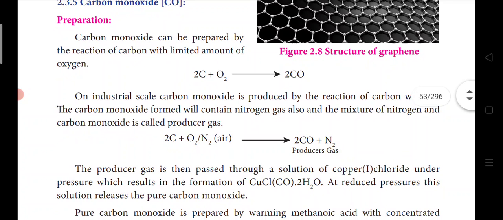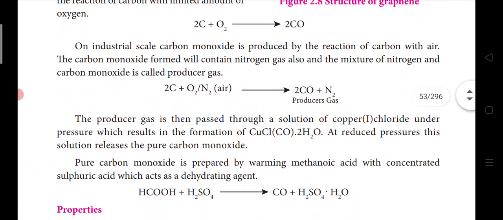So preparation: carbon monoxide is prepared from carbon and oxygen with a limited amount of oxygen. Carbon is reacted with a limited amount of oxygen to get carbon monoxide. But on the industrial scale, carbon monoxide is produced by the reaction of carbon with air. Air means oxygen and nitrogen; air is a mixture of a major amount of oxygen and nitrogen. So this carbon will be reacted with air to get a gas. This gas we call a producer gas.